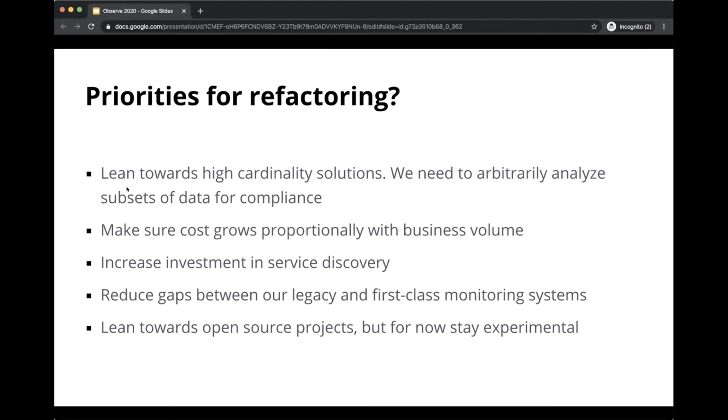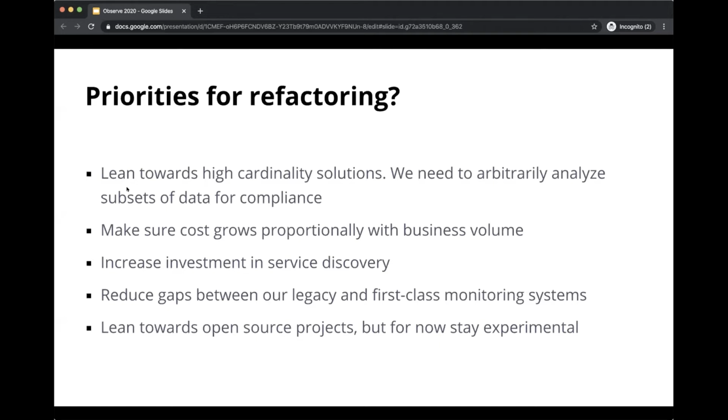And so when we talk about some of the priorities for the refactoring that we took on about a year ago, we wanted to lean towards high cardinality solutions because we need to arbitrarily analyze sets of data for compliance. So whether this was adding more variables to our logs or adding more labels to our metrics, we decided to do that because in the healthcare world, an auditor can come in and essentially ask us any question that they want.